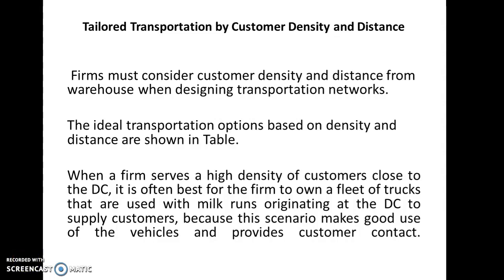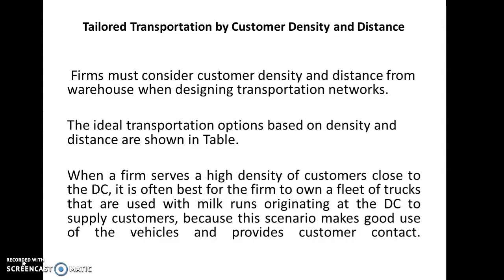Tailored transportation by customer density and distance. Here, customer density means the number of customers in a particular span of distance. For example, within a radius of 5 kilometers or within a radius of 10 kilometers. And distance means the actual distance between the warehouse or distribution center and the buyer location. Firms must consider these two factors, customer density and distance from the warehouse, when designing the transportation networks. The transportation options based on density and distance are shown in the table in the coming slide.